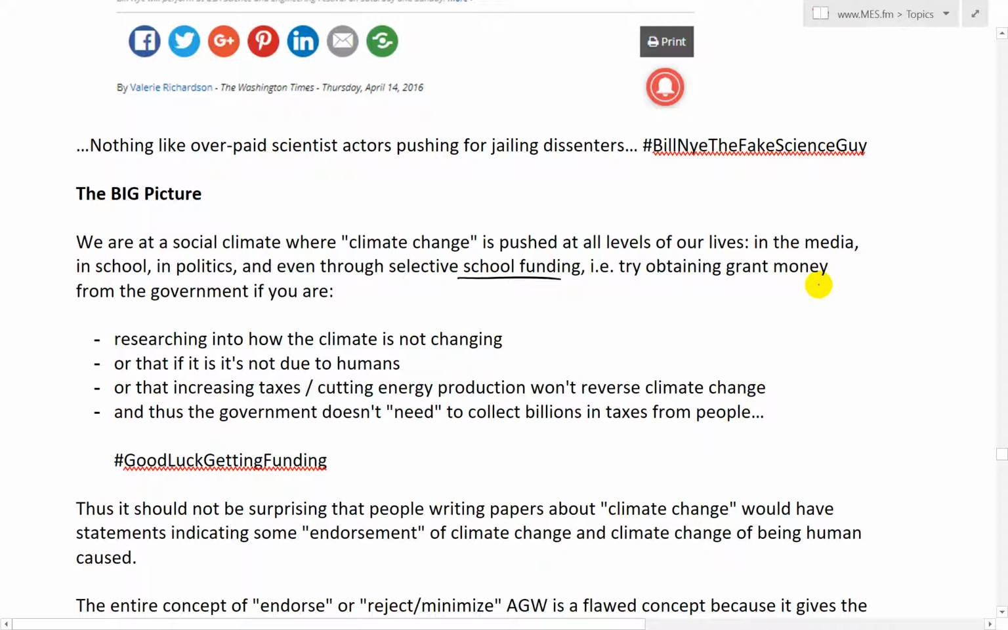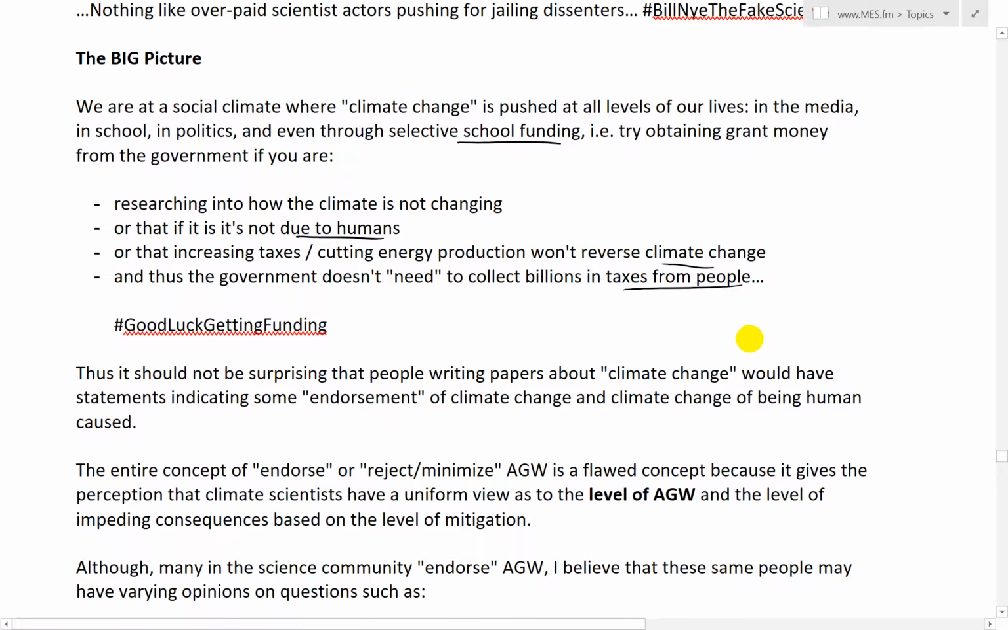i.e., try obtaining grant money from the government if you are researching into how the climate is not changing, or that if it is changing, it's not due to humans, or that increasing taxes and cutting energy production won't reverse climate change, and thus government doesn't need to collect billions in taxes or trillions from people.